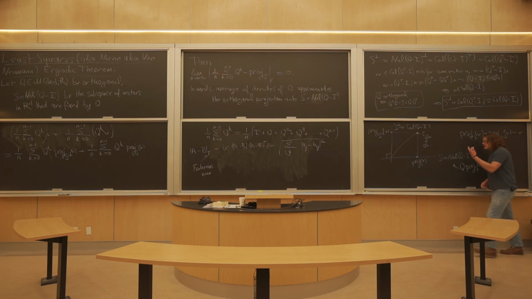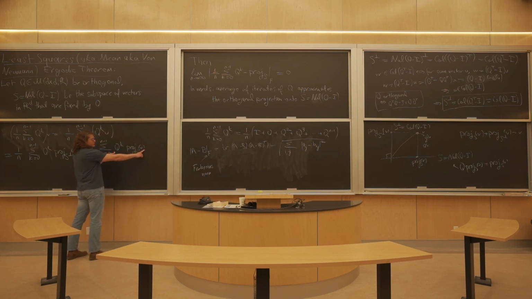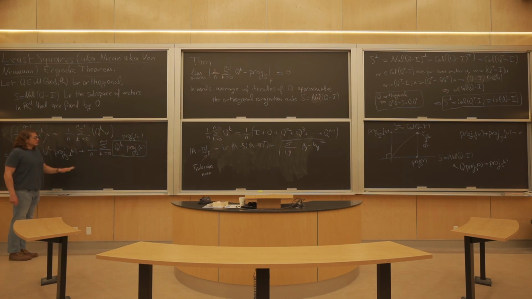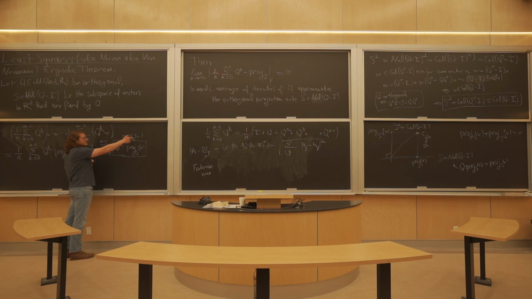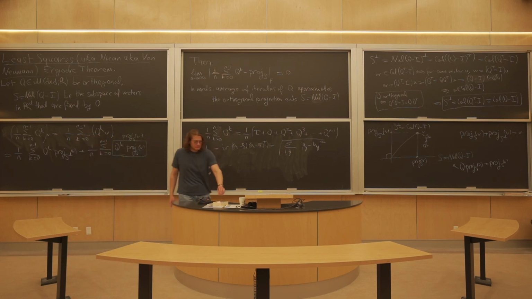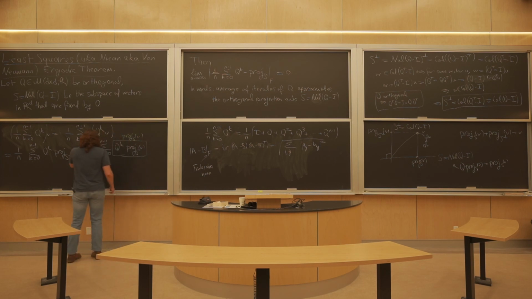This is true for any iterate of Q, of course, which means that this thing is nothing but proj sub S of V. What this is saying is to add proj sub S of V n times to itself. So this is nothing but n times proj sub S of V. And then if I divide by n, this is merely proj sub S of V. So nothing happens on this side.